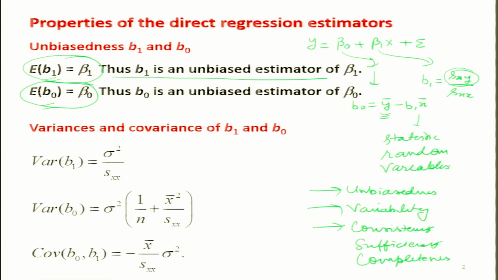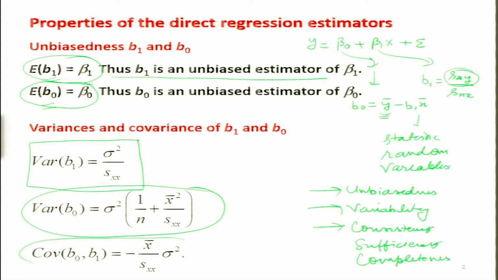Now, in case you try to find out the variance of B 0 and B 1, they are finally obtained as: variance of B 1 is given by sigma square upon S x x; variance of B 0 is given by sigma square times 1 upon n plus x bar square upon S x x. And the covariance between B 0 and B 1 will come out to be, after doing some algebra, minus x bar upon S x x sigma square.